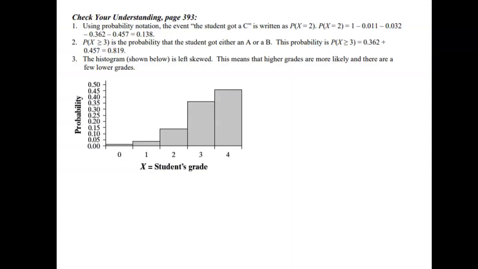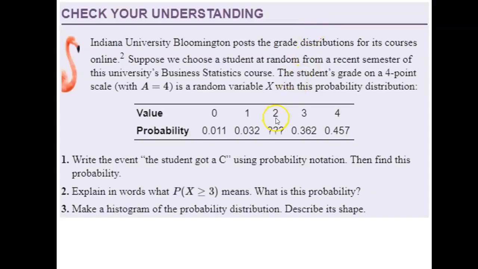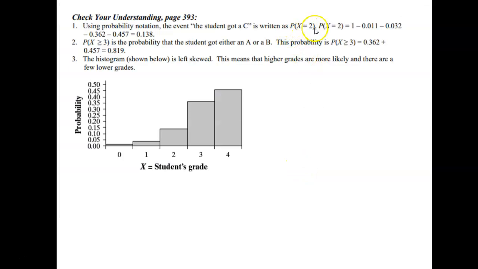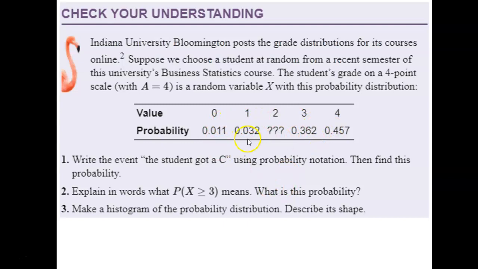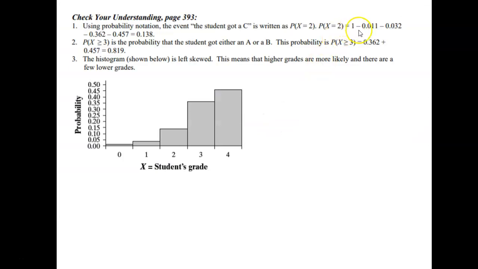All right, answers. The probability notation that a student got a C is going to be written like this: the probability that x equals 2. Remember, we're not looking for an inequality here because they wanted exactly a C. They didn't say something like at least a C. So that's why you're seeing probability of x equals 2. And then to find that, basically we know that these should add up to 100%. So if we subtract all of these known probabilities away from 1, that's where this number of 0.138 is coming from.